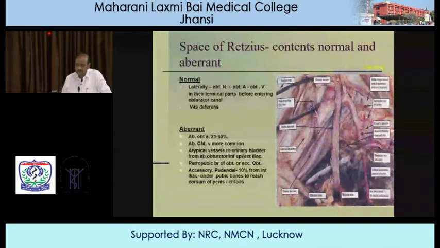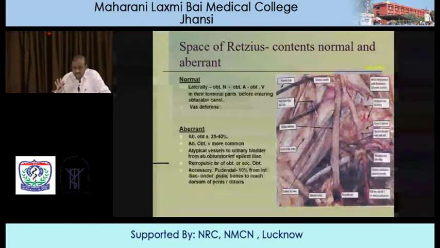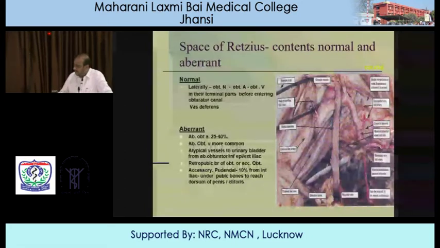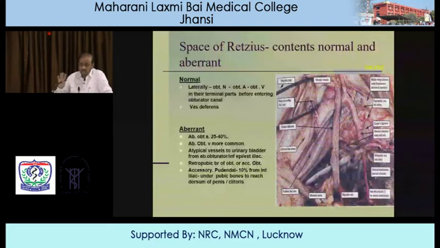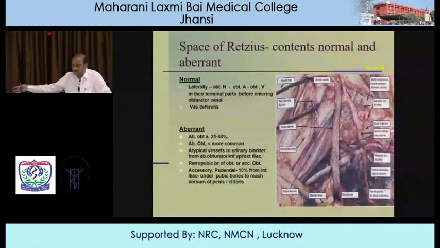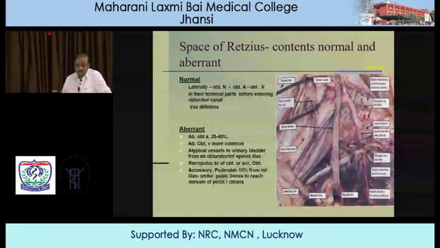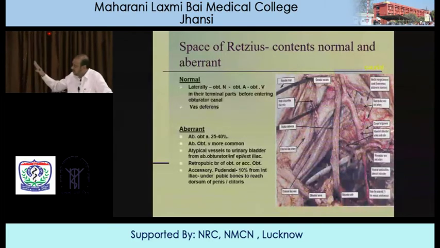So remember, all this space is important for the simple reason that you have to identify any abnormal vessel, number one, and number two, you have to identify the bladder out here before you proceed with the dissection. The third thing you have to identify is the vas deferens. Again, a feature of the retropubic space. It ascends from here and enters the canal, the deep inguinal ring. That's where the vas deferens is. So that is very important as far as this space is concerned.